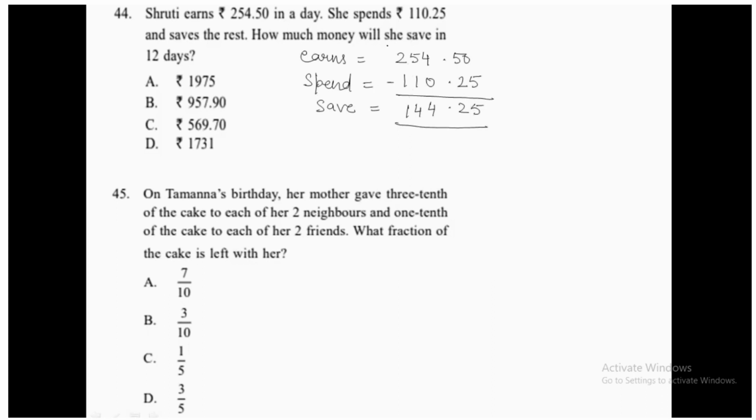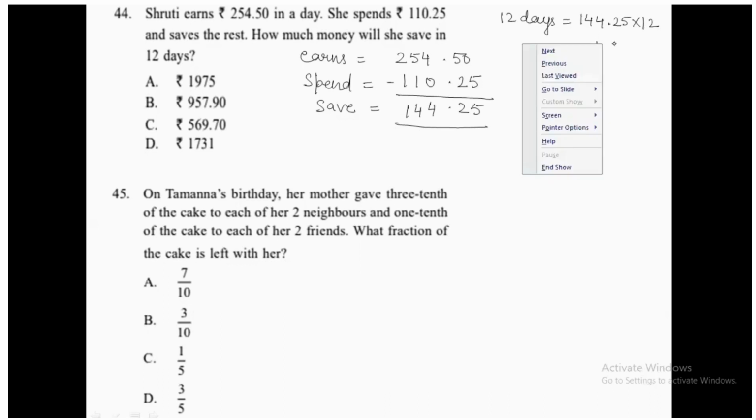Now the question is asking how much money will she save in 12 days. Okay, if she is saving 144 rupees and 25 paise in one day, how much will she save in 12 days? So for finding that amount, we will multiply 144.25 with 12. Okay, when we are multiplying this, what we are getting is 1731. So that will be our option number D, which is our correct answer.